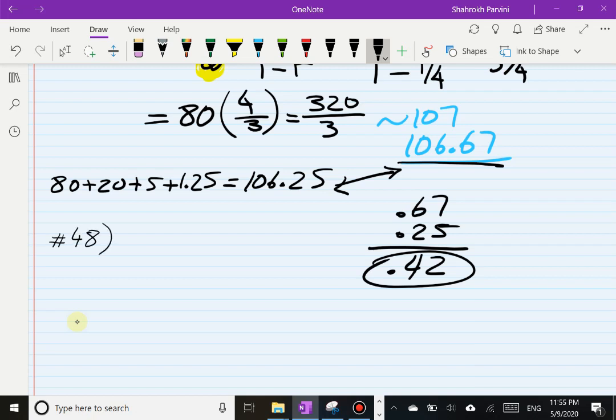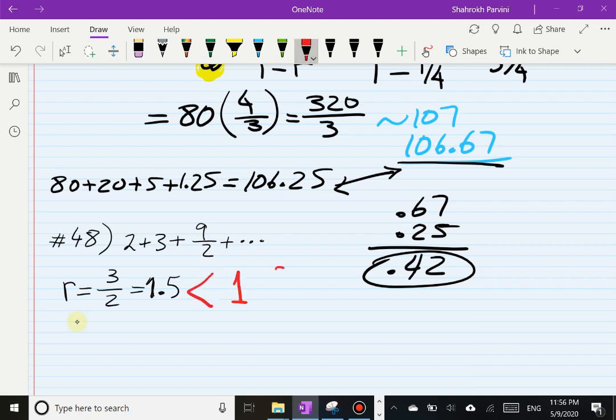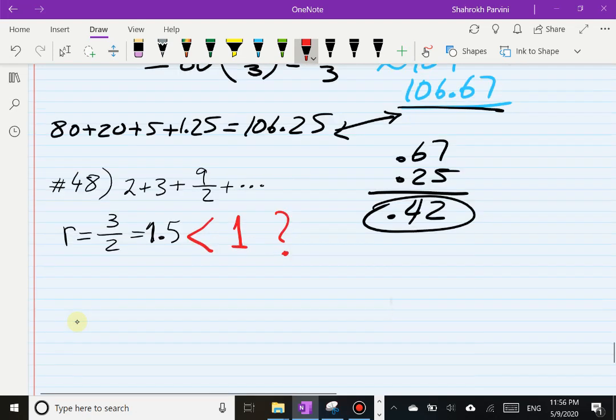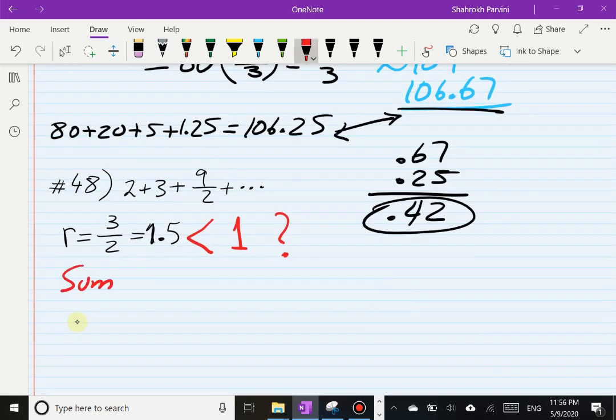Okay, let's take a look at number 48. In number 48, we have another example, 2 plus 3 plus 9 halves, plus dot, dot, dot. Same question. Determine if the series has a limit. Remember, we need to find the common ratio. Second, my first term, that doesn't mean the sum exists. What's important is the fraction has to be less than 1. So, is 1.5 less than 1? No, clearly not. Because it's not, then we say the sum does not exist.